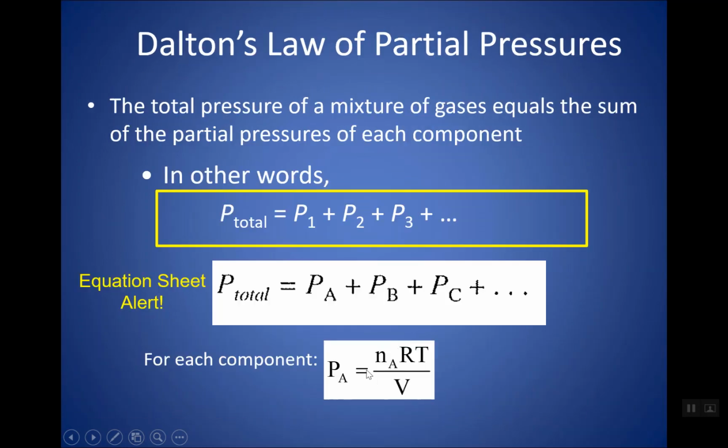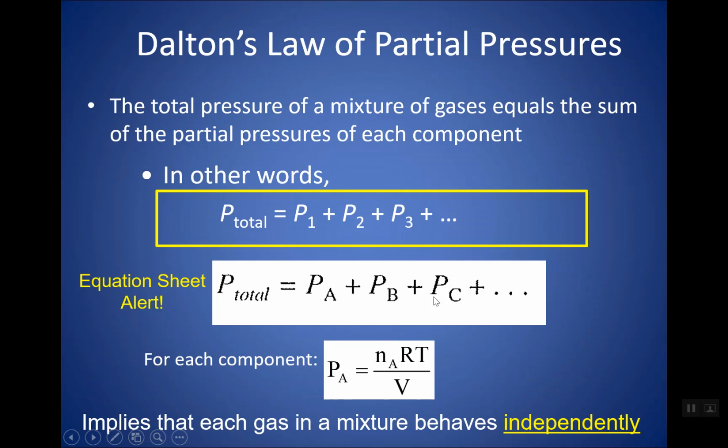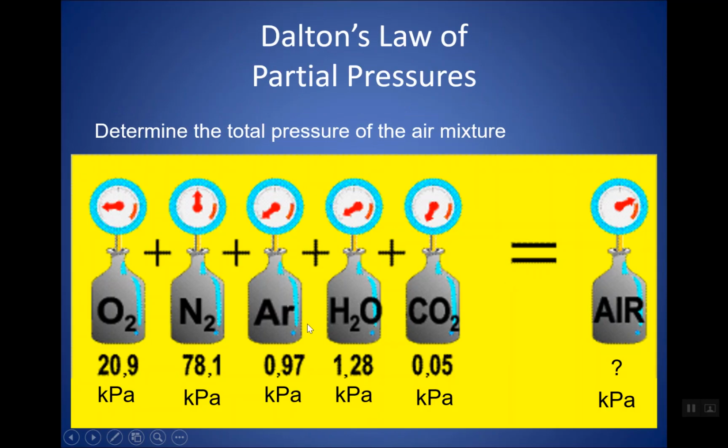This also implies that each component in the mixture behaves independently, that you don't have to rely on one to solve for the other, because you could always plug in just the moles of one gas and solve for the partial pressure with PV=nRT. So I want you to take a moment and try this problem.